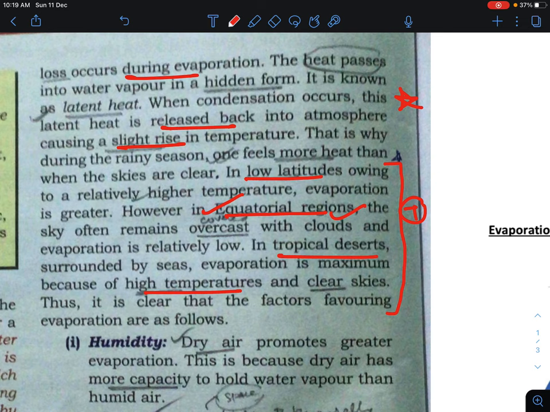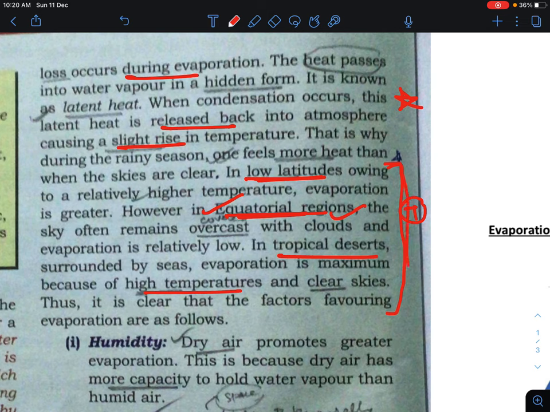The last one is the low latitudes. In low latitudes there is relatively high temperature as compared to the equatorial region. If we compare the two, the equatorial region will have a little lower temperature because insolation is throughout the year, so water vapor is more, and after 2 or 3 o'clock precipitation, rainfall, will come. But in the low latitudes the temperature is relatively higher and evaporation will be greater.